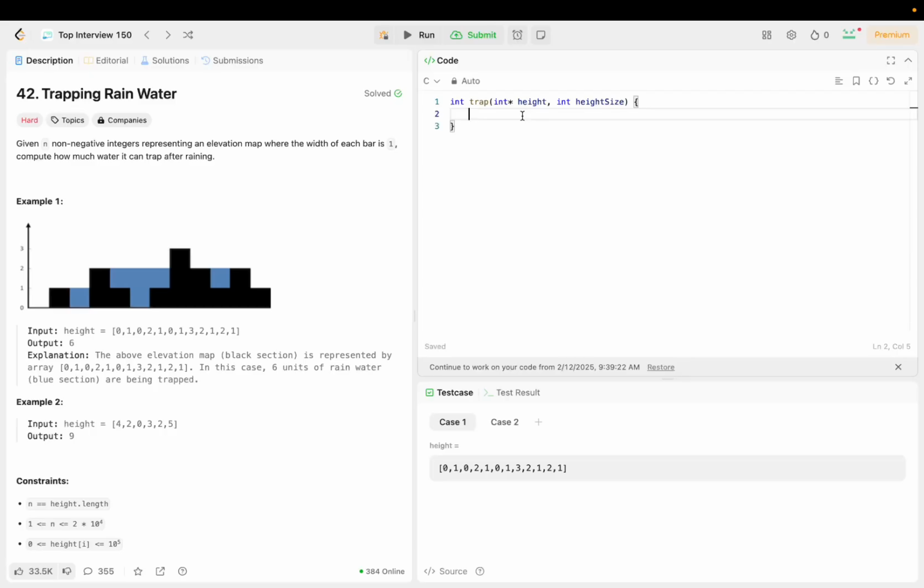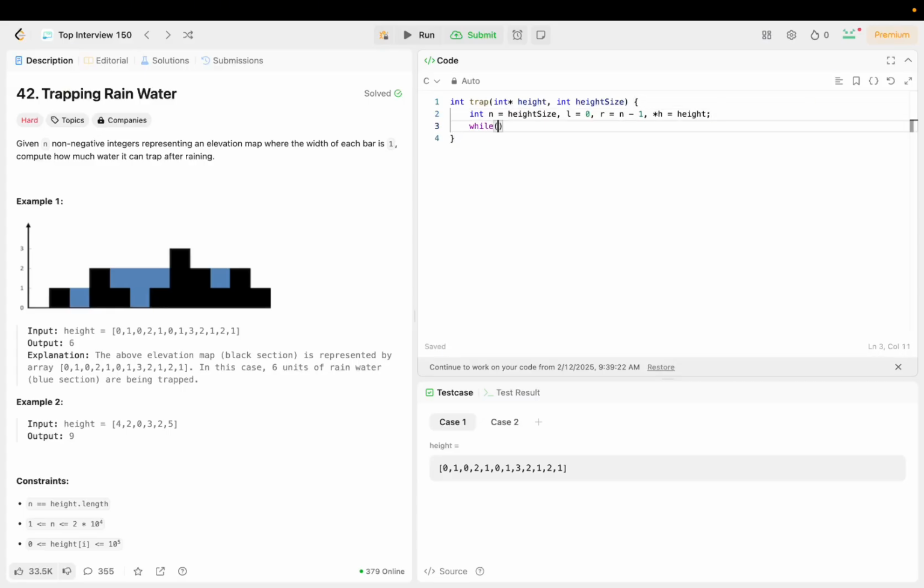So I will be copy pasting the algorithm. Let's say n is equal to height size, just to make the variables have the same name as in the algorithm. Left equal to 0, right equal n minus 1, and star h equal height. I just changed the name of the array to make the code less verbose.